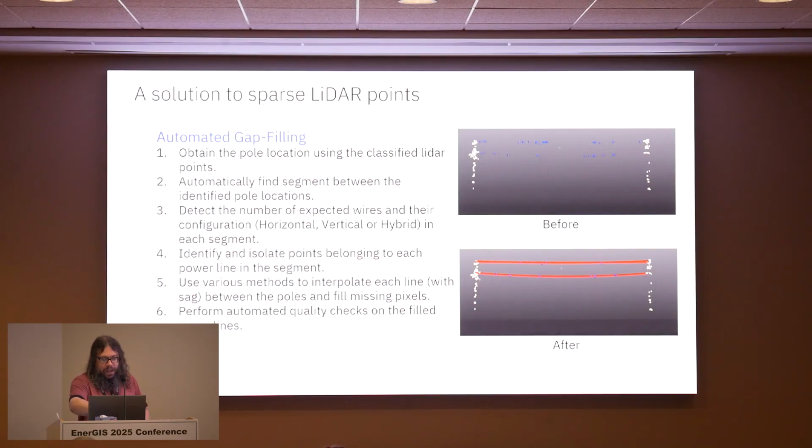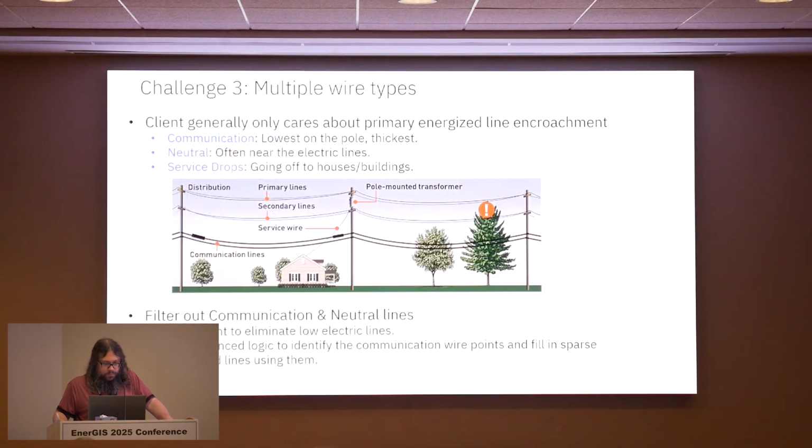So this is actually adding to the point cloud a density of line, however we determine, maybe once every foot, once every 3 feet, however we want to do that. This is just a quick view of the wire types that you might see in a common residential urban area.